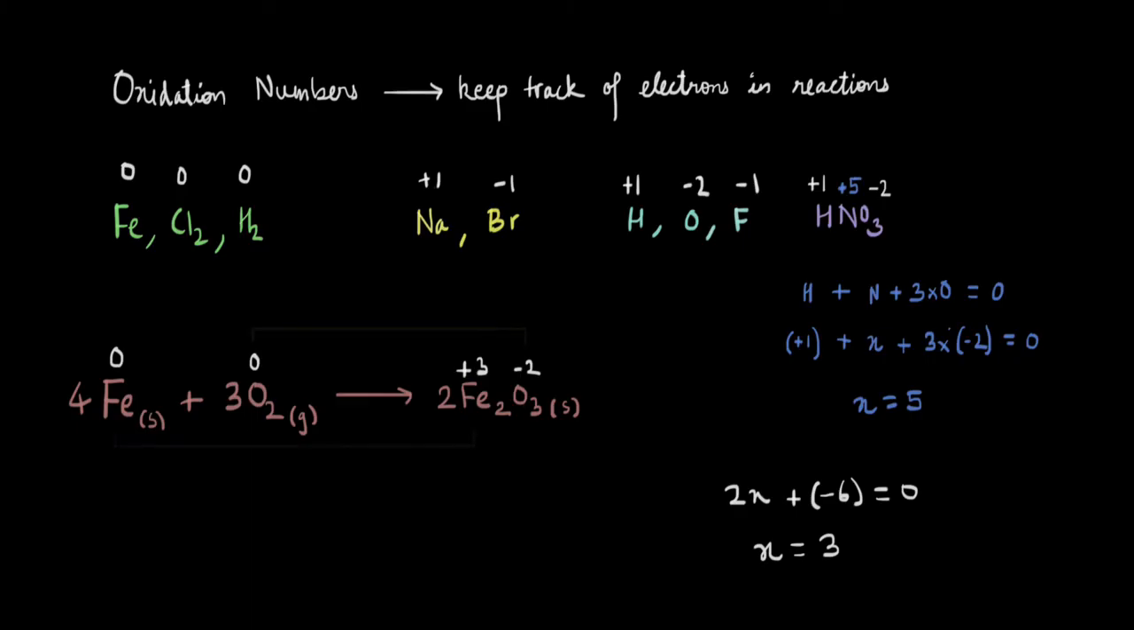Now if we look at the change in oxidation numbers of both of these as the reaction takes place, we notice that iron goes from an oxidation state of 0 to +3. That means iron is losing electrons. Similarly, oxygen goes from 0 to -2, which means that oxygen is gaining electrons. In other words, because iron is losing electrons, iron is getting oxidized, and because oxygen is gaining electrons, oxygen is getting reduced. Based on how we define redox reactions, we have oxidation and reduction taking place in this reaction, which is why rusting of iron is a redox reaction.